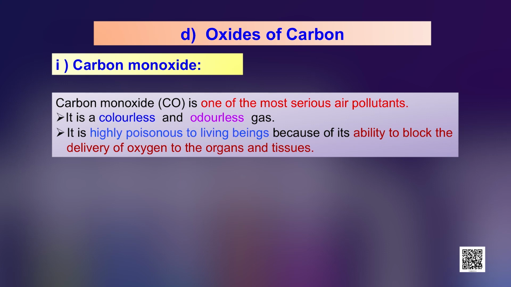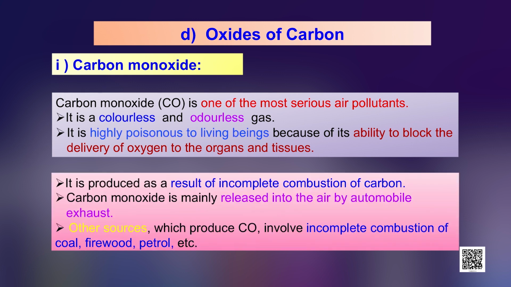Carbon monoxide, that is CO, is one of the most serious air pollutants. It is a colorless, odorless gas. It is highly poisonous to living beings because it has the ability to block the delivery of oxygen to the organs and tissues. It is produced as a result of incomplete combustion of carbon. Carbon monoxide is mainly released into the air by automobile exhausts. The other sources which produce CO involve incomplete combustion of coal, firewood, petrol, etc.